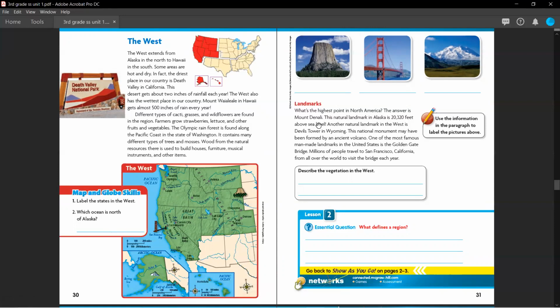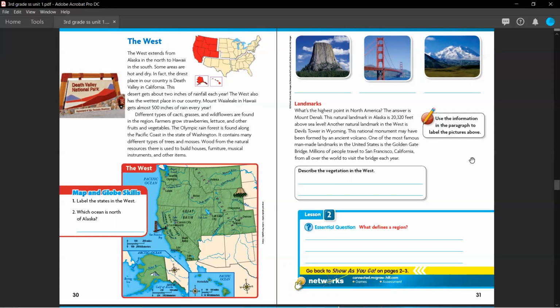Landmarks. What is the highest point in North America? The answer is Mount Denali. This natural landmark in Alaska is 20,320 feet above sea level. Another natural landmark in the West is Devil's Tower in Wyoming. The national monument may have been formed by an ancient volcano.